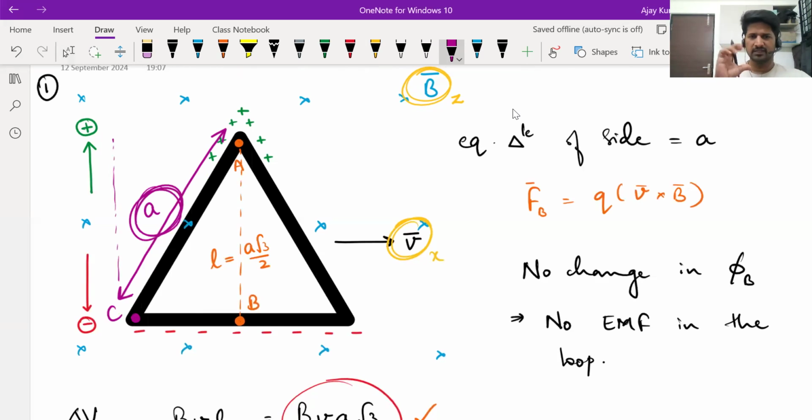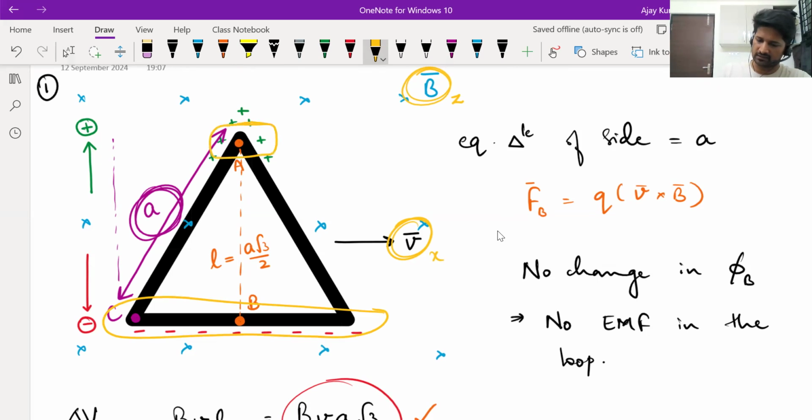which again becomes the same a root 3 by 2, the height of the equilateral triangle. If you take the component of the side in the vertical direction, it becomes the height of the equilateral triangle. So between A and C also, the potential difference is the same as between A and B. That is what this shows. In fact, this entire base will be at one potential. This upper vertex is at another potential.